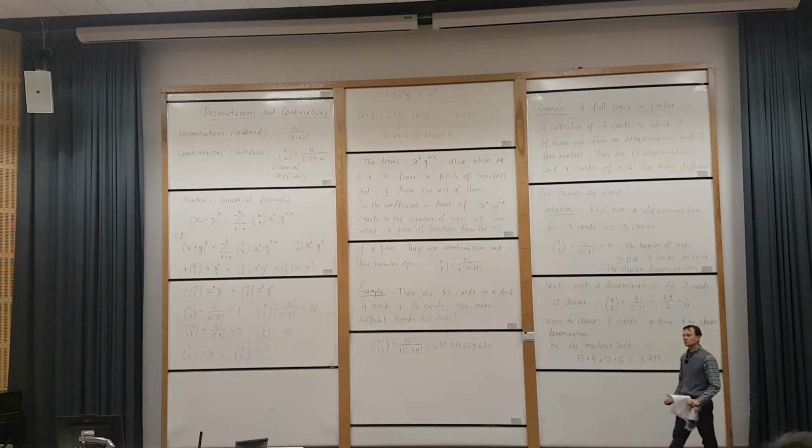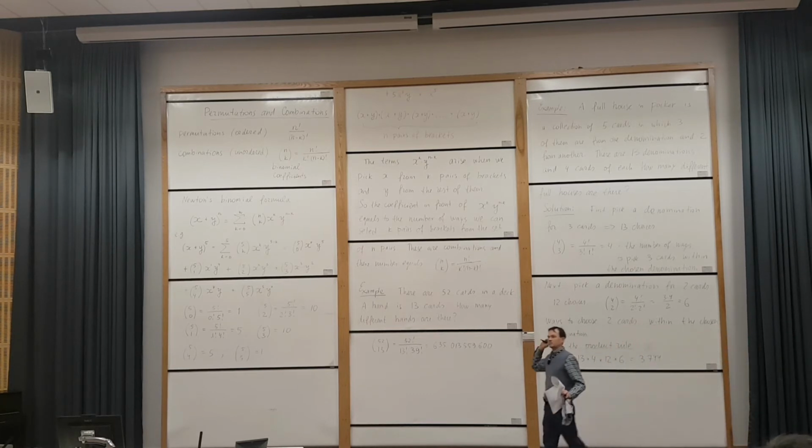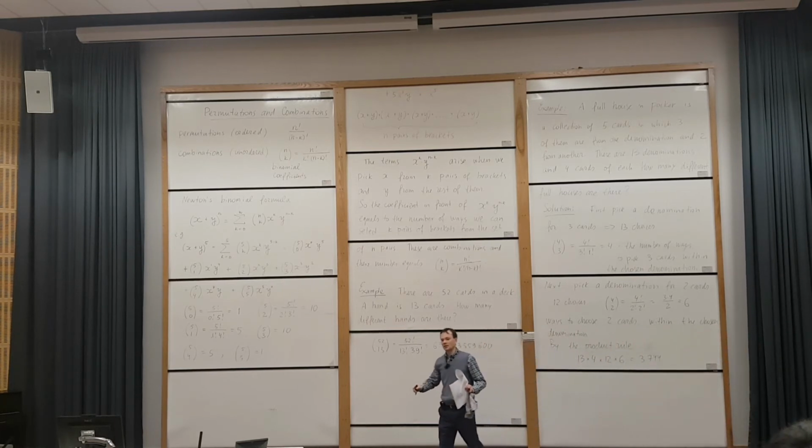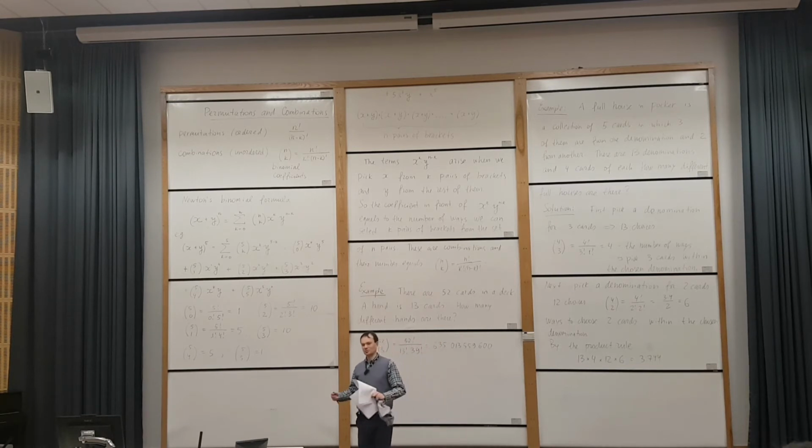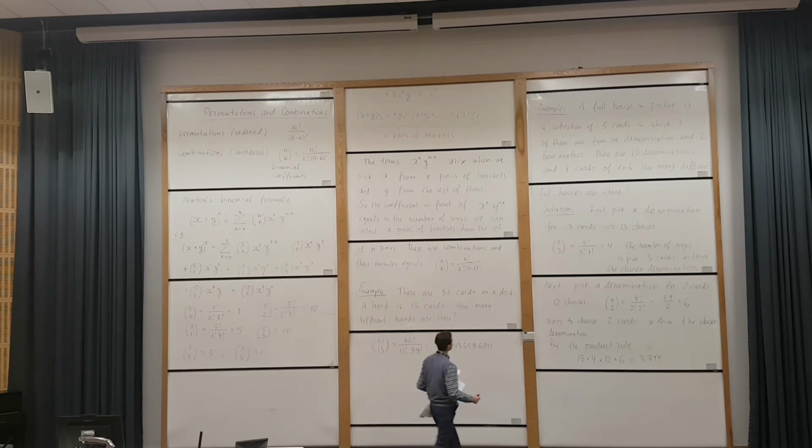The product rule we formulated 2 lectures ago. It's if there are n of A ways to do A and n of B ways to do B, then if you want to find the number of ways to do A and B, then that's n of A times n of B. Formulated more generally. Okay.